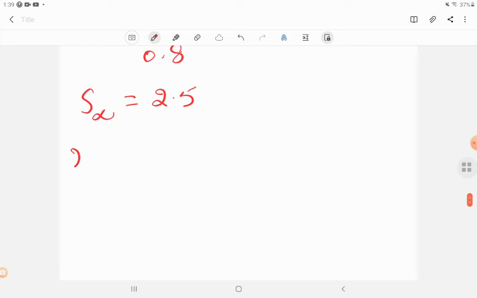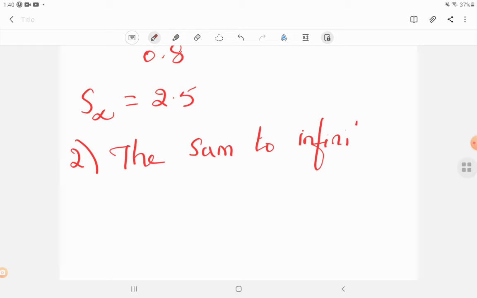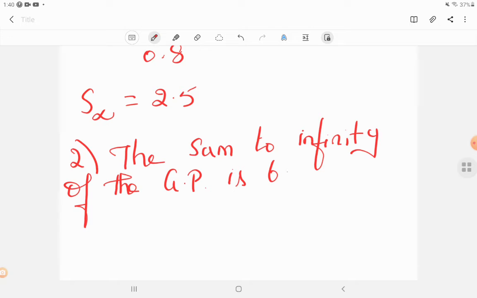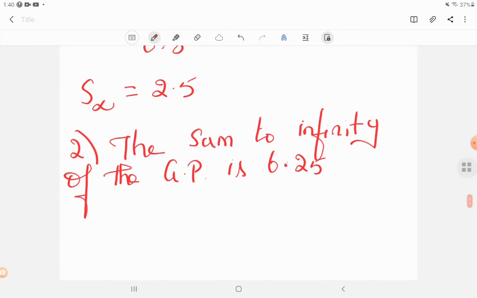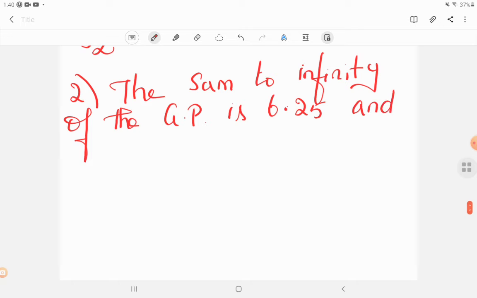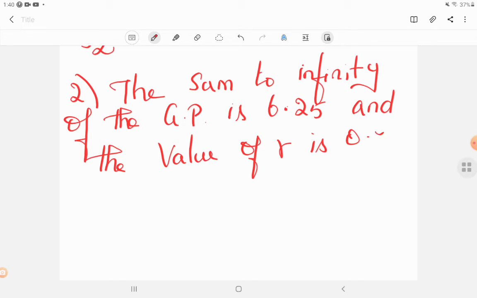Let's look at another example. Here the sum to infinity is already given to you. The sum to infinity of the geometric sequence, I'll just write it as geometric progression in short, is 6.25 and the value of r is 0.2. Find the first 4 terms of the sequence.